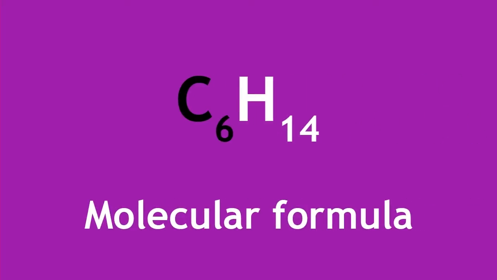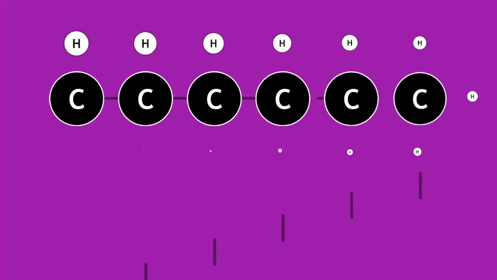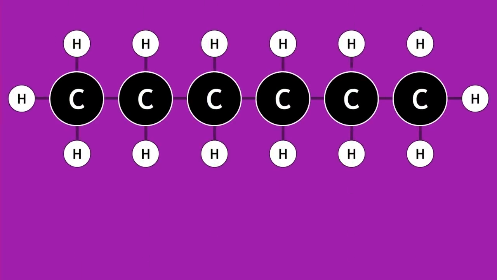Molecular formula is another type used and shows us only the number of each type of atom in the compound. To work out the molecular formula, you simply add up each type of atom. For example, here is the displayed formula of hexane. As you can see, it has 6 carbon atoms and it has 14 hydrogen atoms. The molecular formula of hexane is therefore C6H14.